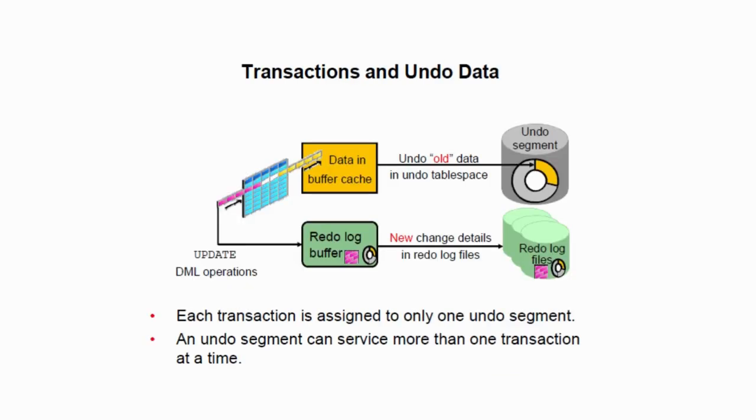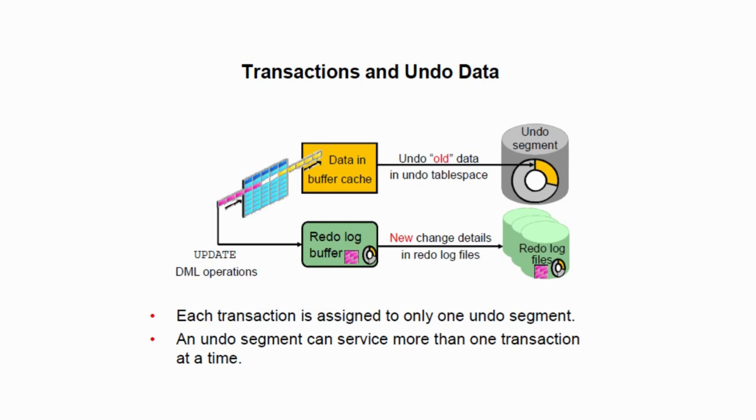When a transaction starts, it is assigned to an undo segment. Throughout the life of the transaction, when data is changed, the original, before the change, values are copied into the undo segment. You can see which transactions are assigned to which undo segments by checking the v$transaction dynamic performance view.